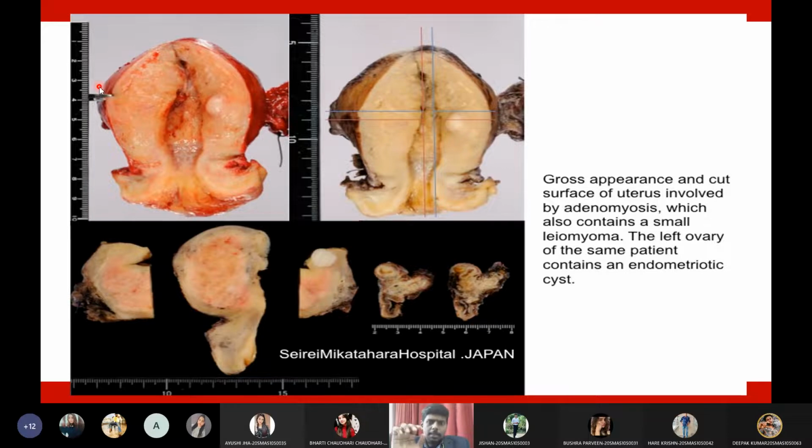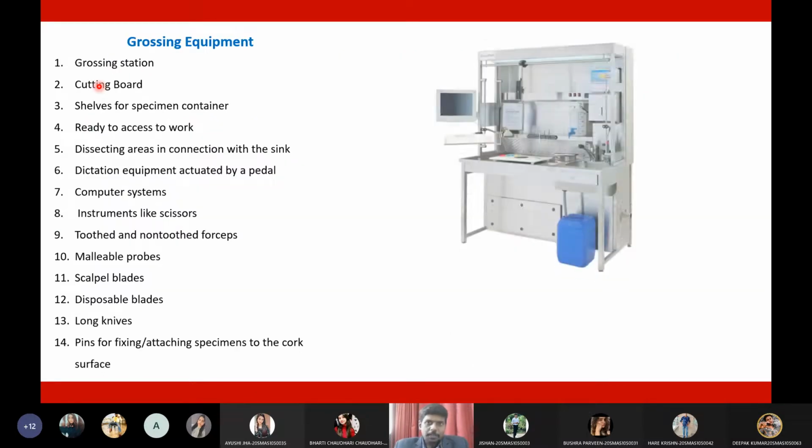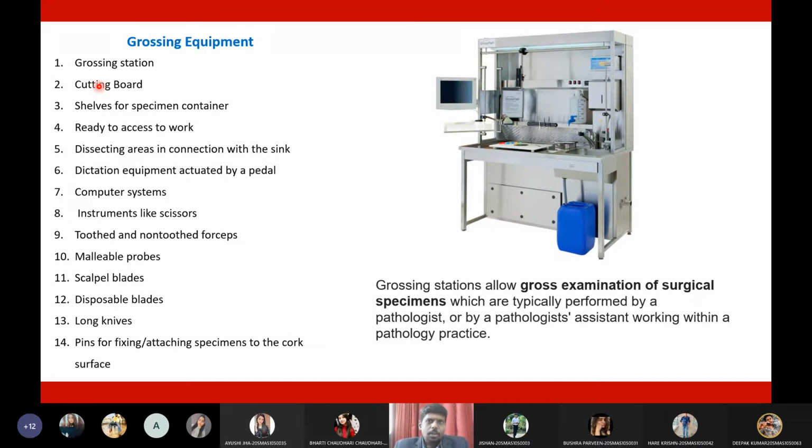For this gross examination, what instruments do we require? What instruments are we using for gross examination? That is actually our practical. The instruments used for gross examination begin with the grossing station. So this is the grossing station. The grossing station allows us to examine and cut the surgical biopsies.